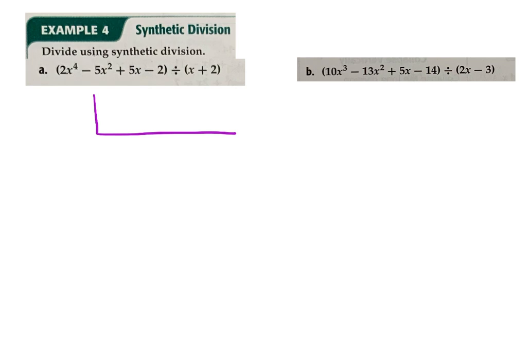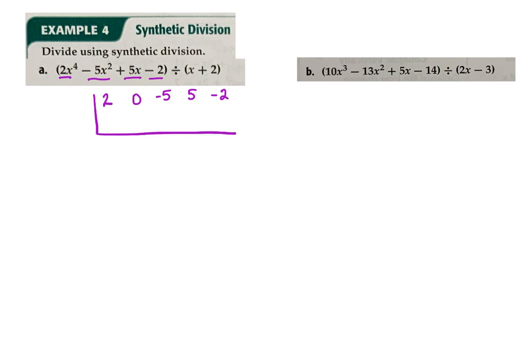Now, x to the 4th is where I'm starting. That's 2. My next one has to be x cubed. Do you see an x cubed? You do not. So because there is no x cubed, I have to put a 0 here. X squared then, that's negative 5. X, that's positive 5. And then the one without any x, so x to the 0, is negative 2. That's how I'm going to set up my top row.